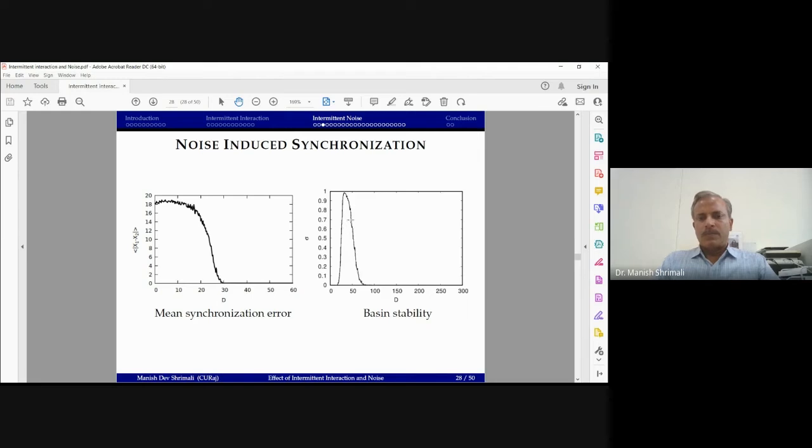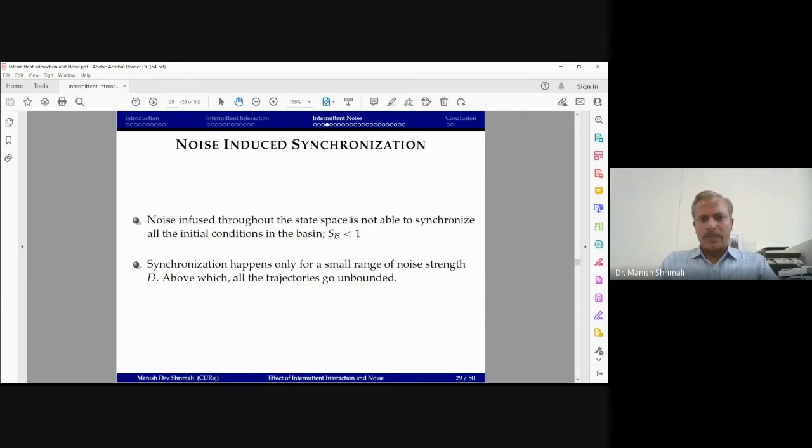So what happens is there is a very small window of the noise strength where you get basin stability 1, and all the initial conditions are synchronized. Otherwise, they are going to be unbounded. So there is a limitation of this noise-induced synchronization. You can see that in a very small range you are getting this synchronization.